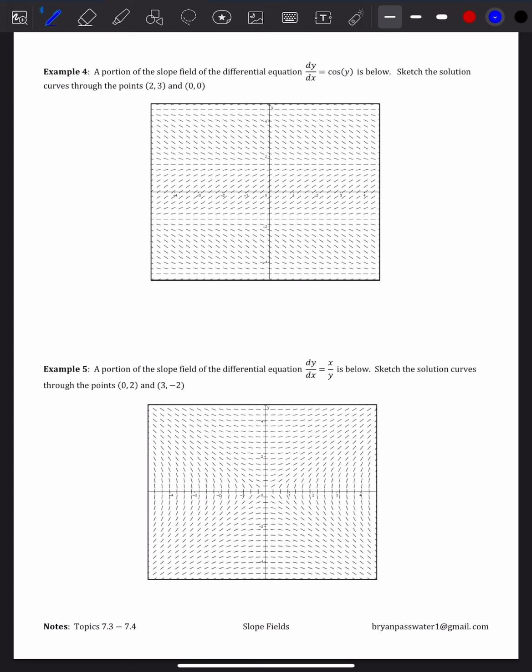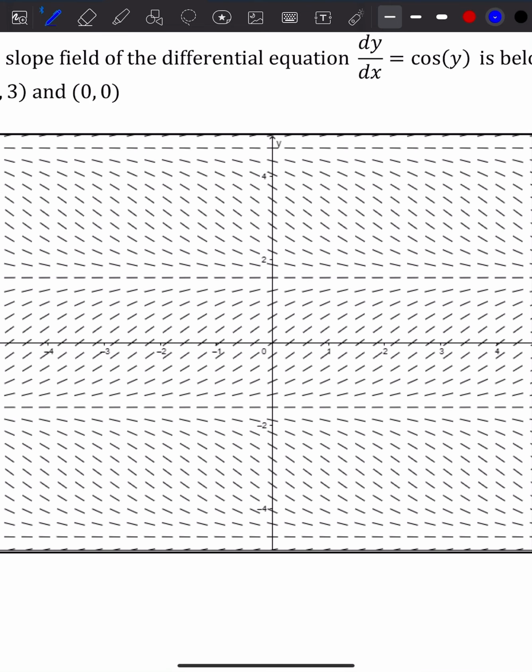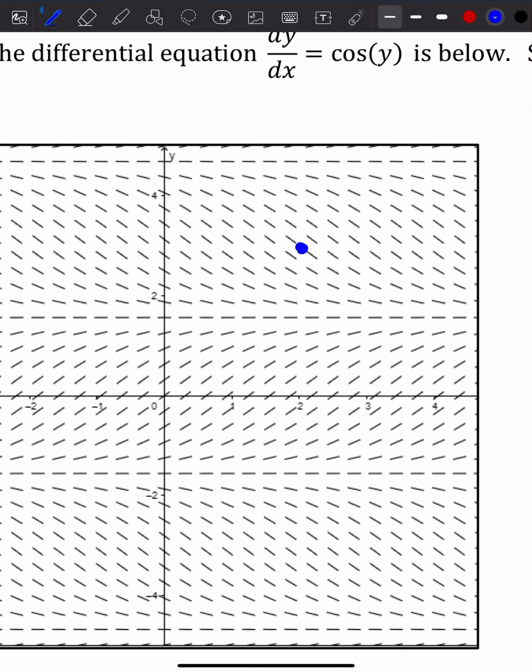A portion of the slope field of the differential equation dy/dx = cos(y) is shown below. Sketch the solution curves through the points (2, 3) and (0, 0). So we have two solution curves that we need to draw: a solution curve at (2, 3) and a solution curve at (0, 0). The first thing we want to do is find (2, 3) and find (0, 0). 3 is about here, 2 is about here, so (2, 3) is going to be here. I want that point really apparent.